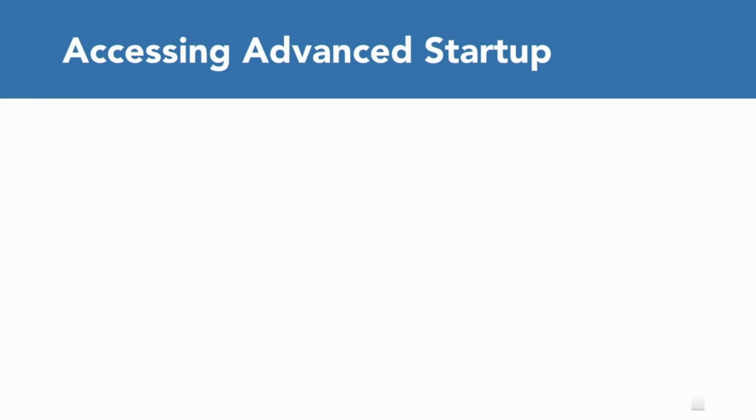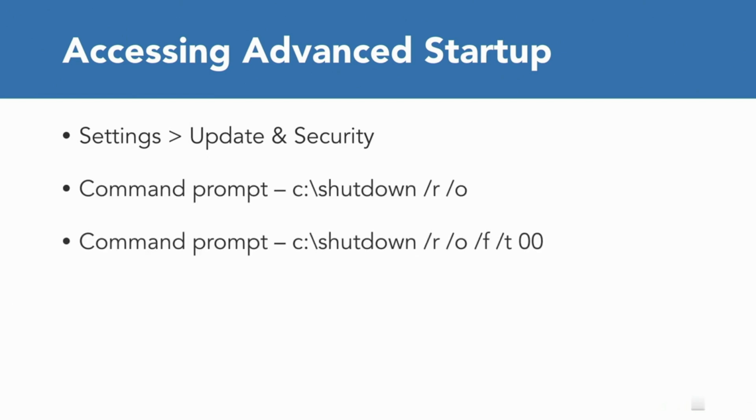If you decide you need to access the advanced startup options, you can do so from the Settings app from Update and Security. You can also use either of the command prompts here: shutdown /r and /o reboots the PC directly into the advanced options. If you add the other parameters as you see here, it'll happen a little faster.